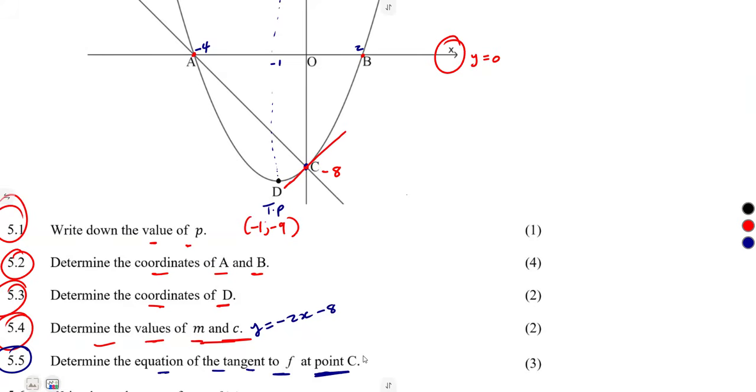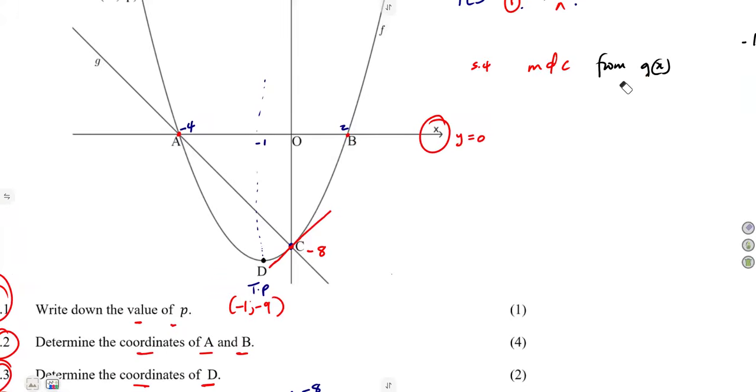What is it that we are going to take from point C? We have got the coordinate there. The coordinate of point C is already given. The y-intercept, remember, that's minus 8, so that's (0, -8). That's what we can take from that point. But it is a tangent to what?